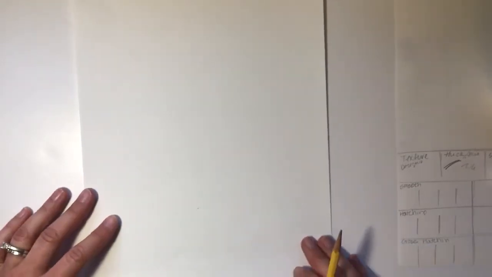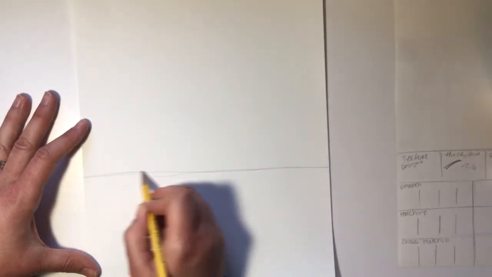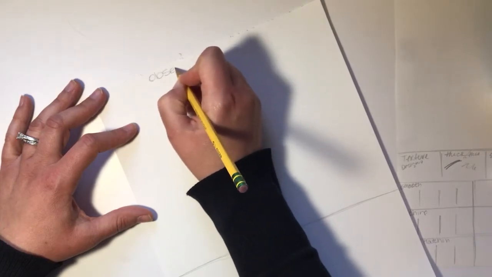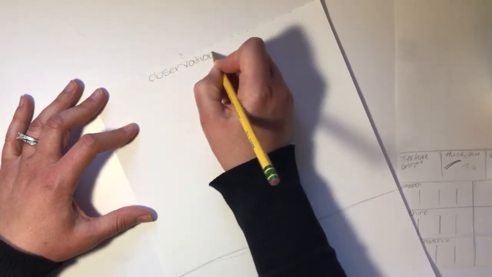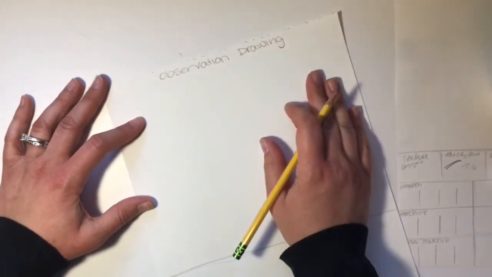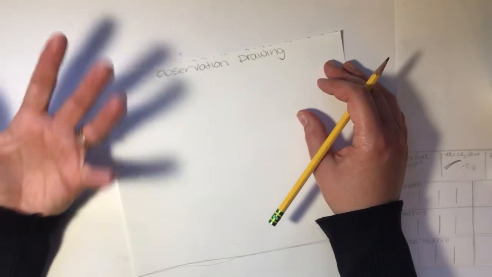Now, for your paper, I want you to go down about two-thirds and put a line. If you need to go get a ruler, that's fine, but honestly, just eyeballing is absolutely fine with me. So at the top, we're going to write observational drawing. Observational drawing is this whole idea that you're looking at something and drawing it from real life.